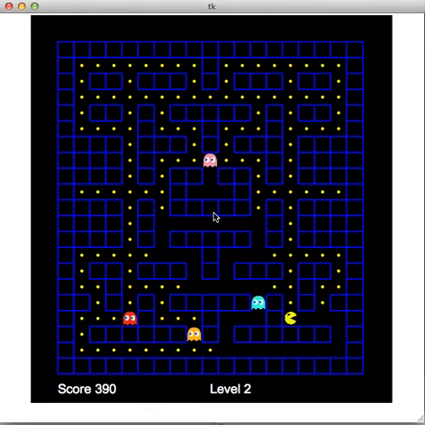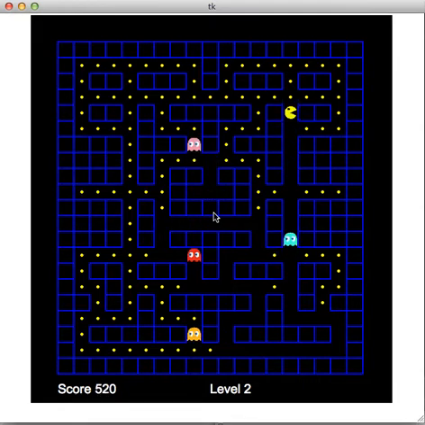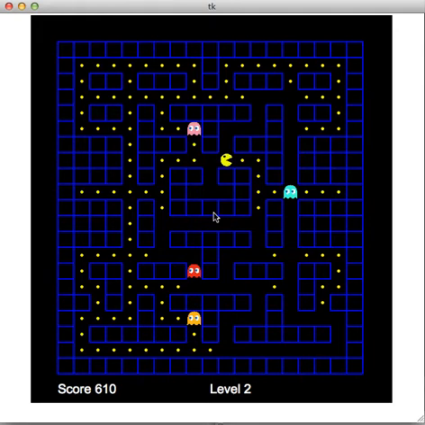Scatter mode works a bit differently. Since there are 4 ghosts, I programmed each of the ghosts to have their own home base. For example, the pink ghost's home base is the top left corner of the board. The red ghost's home base is the top right corner. The orange ghost's home base is the bottom left, and the cyan ghost's home base is the bottom right corner of the board. When the ghosts are in scatter mode, their target locations are their respective home bases, those respective grid cells.